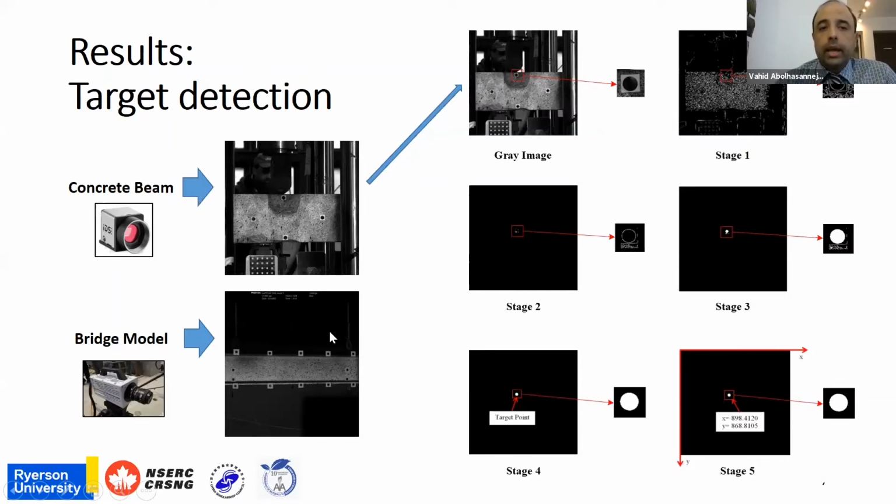In the same manner, we will process the images captured by the high-speed camera in the bridge model experiment. As you see, I showed the picture at the left bottom of the slide, but the same procedure is applied to detect any of these targets in the image.